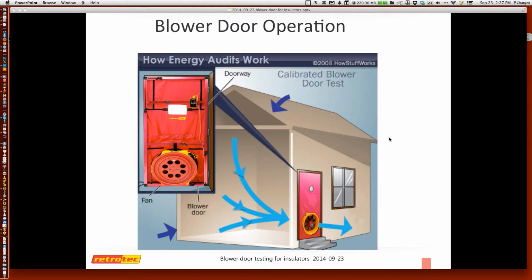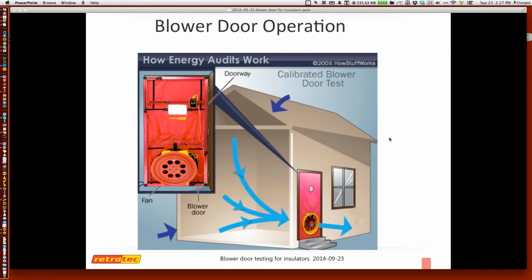We test at 50 pascals, which is a pressure measurement. One pascal is an incredibly light amount of pressure. Some people describe it as a post-it note on your hand. Some describe it as your lips just separating. It's such a subtle amount of pressure.